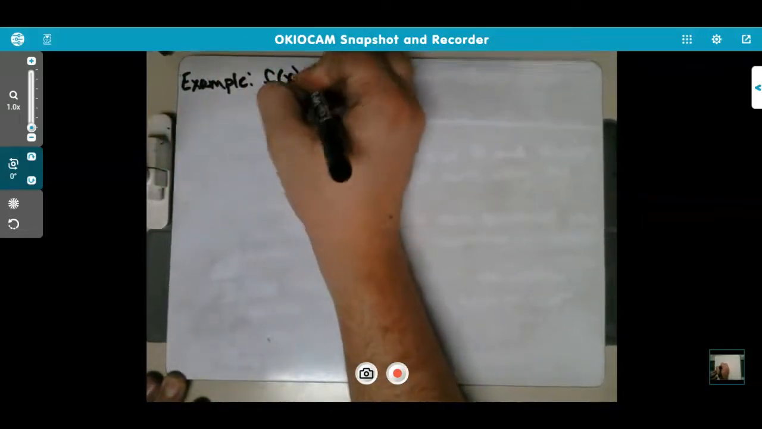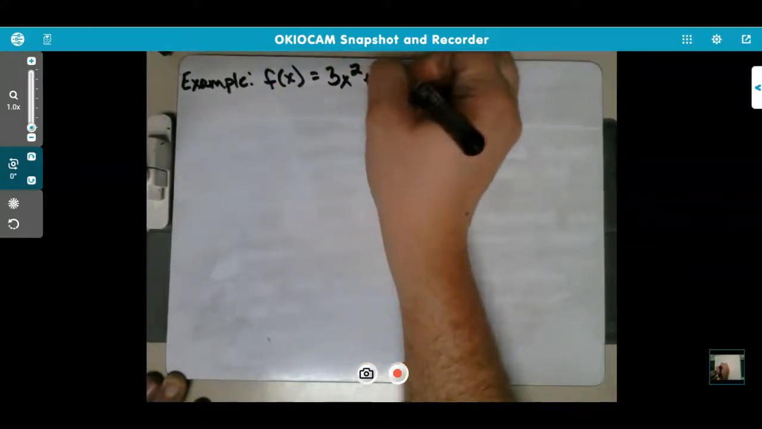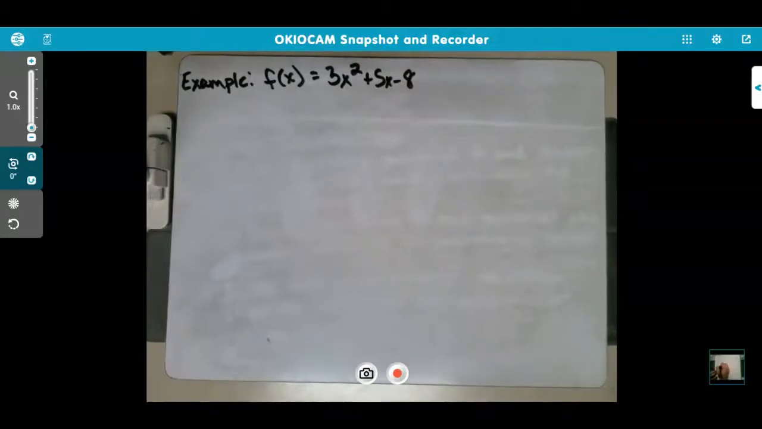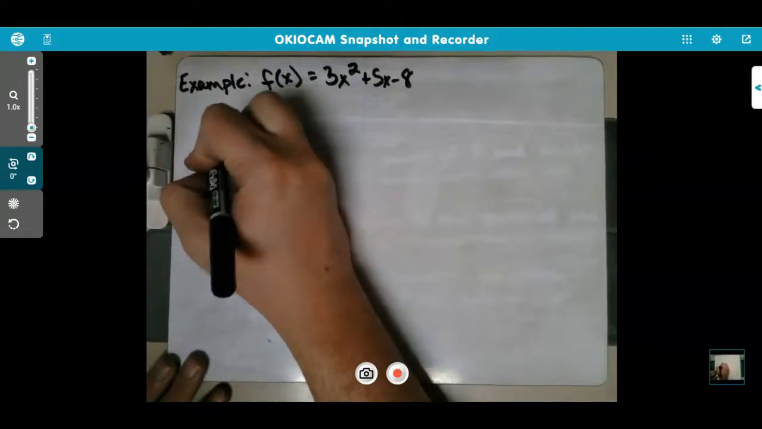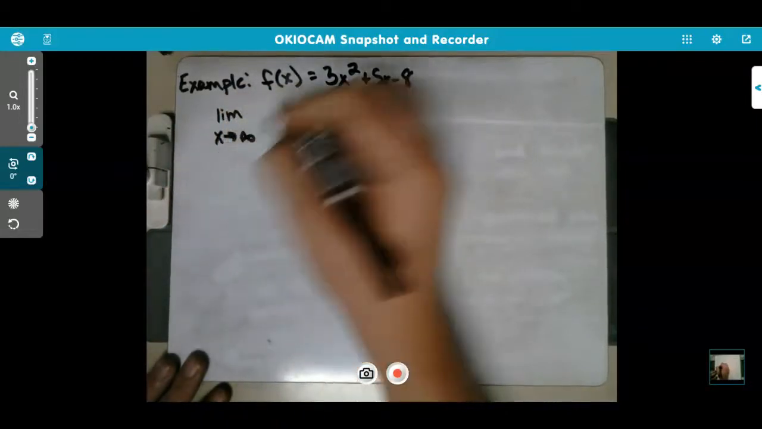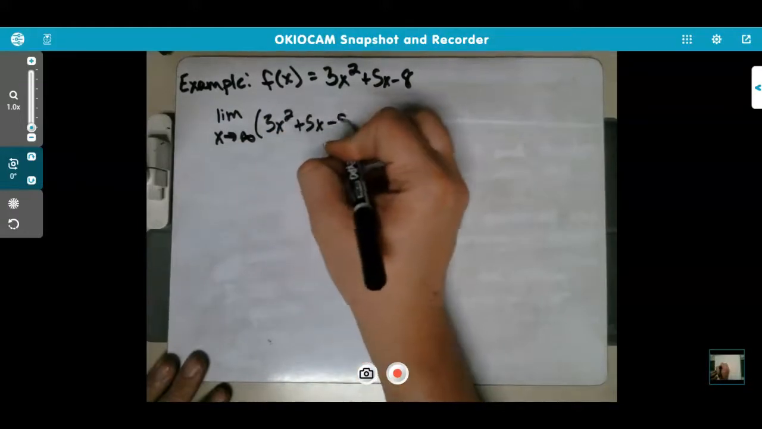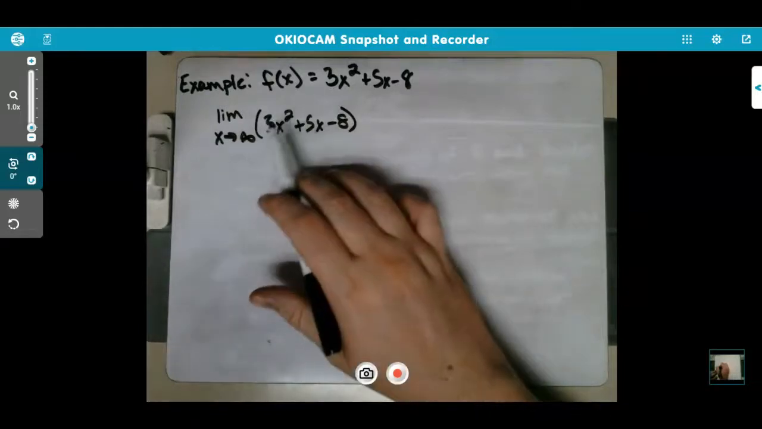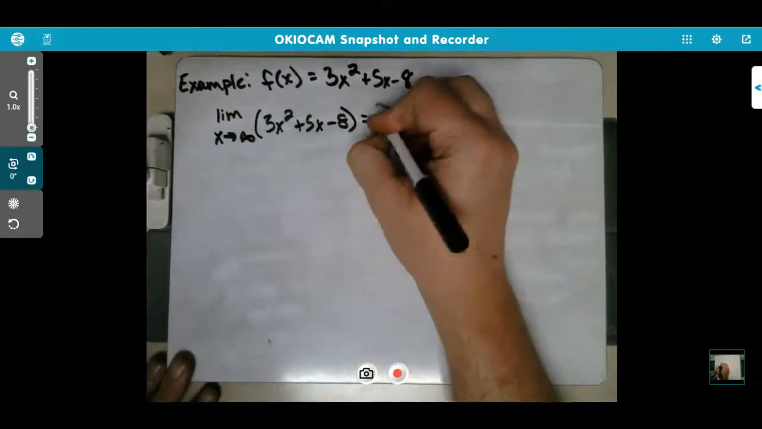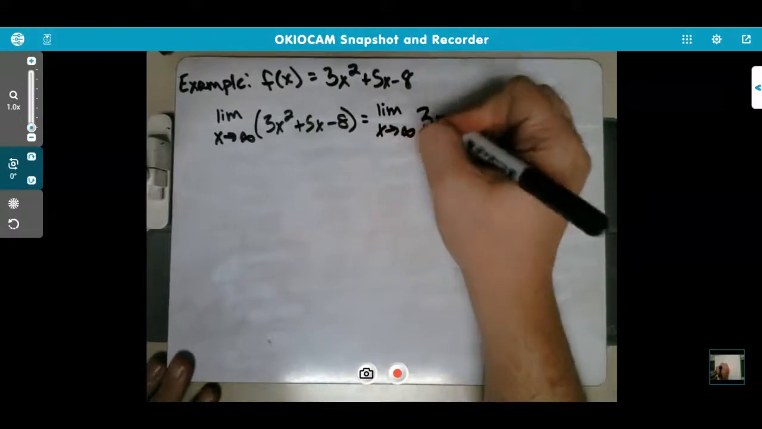Example. Let's look at the function f of x equals 3x squared plus 5x minus 8. So first things first, to know what happens on the right side, we do the limit as x approaches infinity of f of x. So 3x squared plus 5x minus 8. Well, as we have seen, I only need the larger term, right? So I only need 3x squared. So the limit as x approaches infinity of 3x squared.